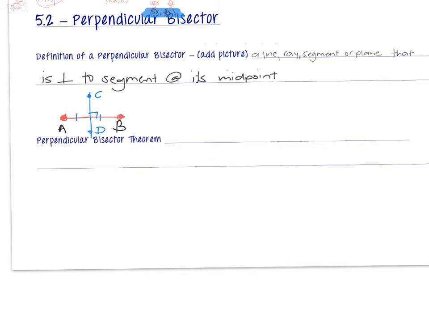So in this drawing, you could say line CD, you could say ray CD, you could say segment CD. Any of that is the perpendicular bisector of segment AB. But what is bisected has to be a segment. Why? It's the only one you can find the middle of, right? I can't find the middle of a line or a ray or a plane.